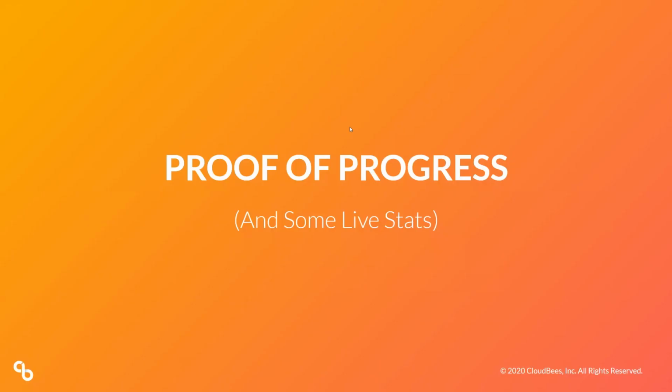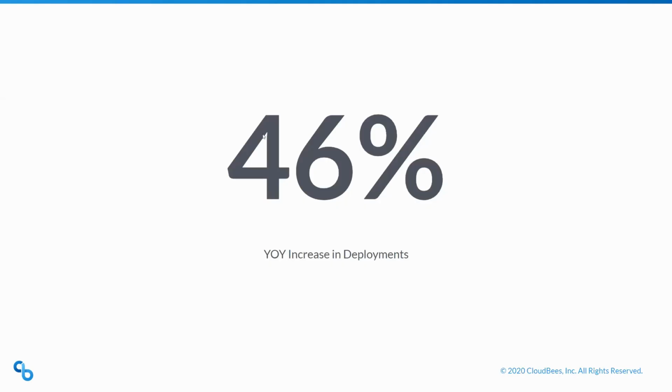So just to give you, I know I'm running up against my time here, just to give you a little bit of a proof of progress that we have and some live stats. We've had a 46% year-over-year increase in deployments. Keep in mind that we're 6 months into the year, and right when COVID hit, we had a 3-week moratorium on deployments because we wanted our systems to be extremely stable with the transition to out of the office work. So that number technically would have been higher had we not experienced the pandemic.